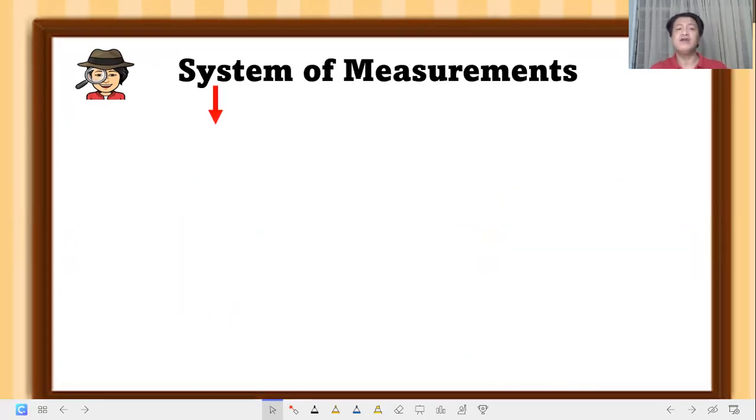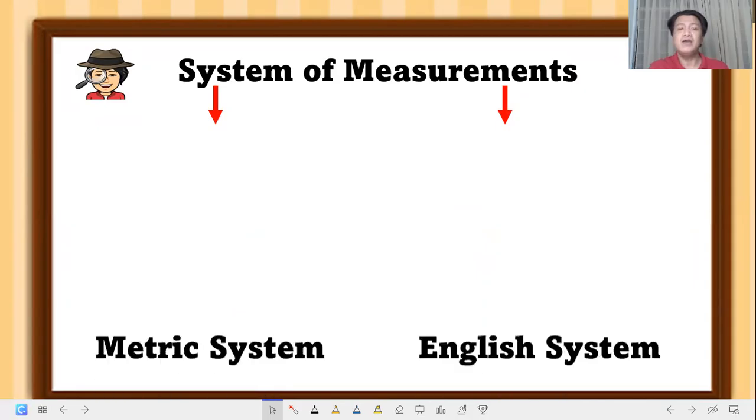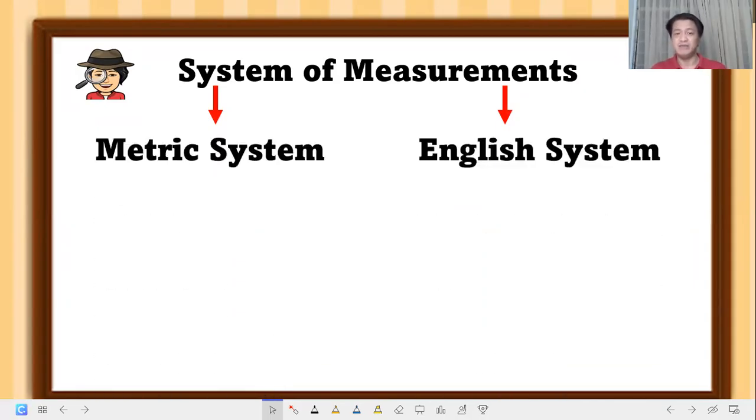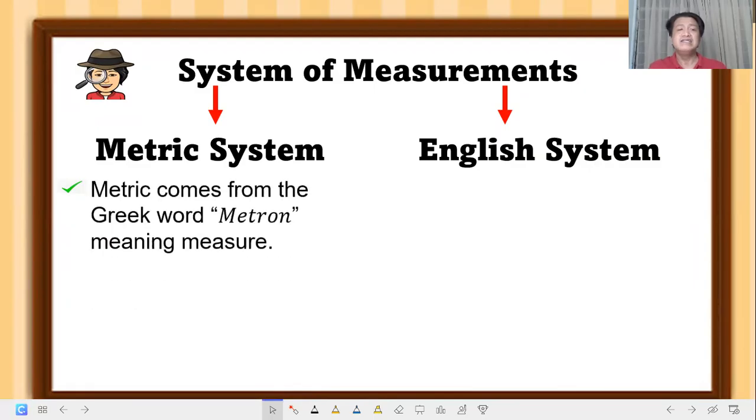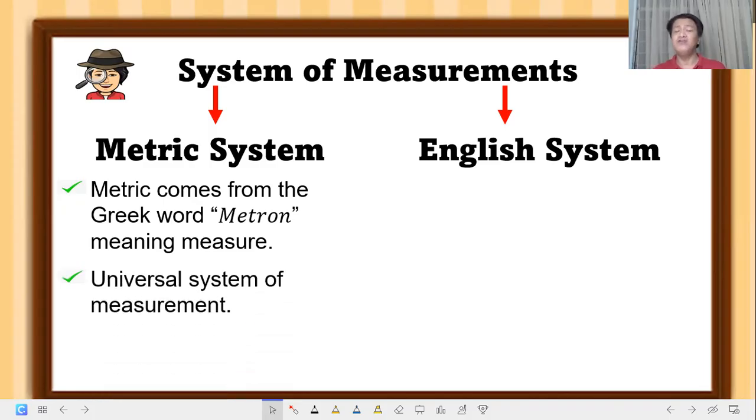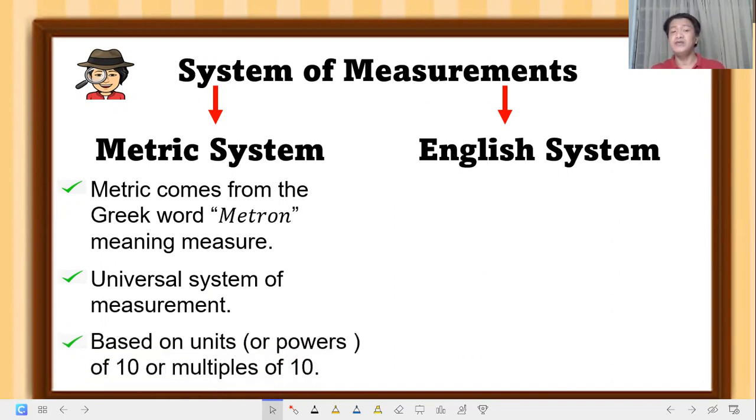Wherein we are going to define first, so ano yung pagkakaiba ngayon ng metric system at English system? Okay, when we say metric system, this simply comes from the Greek word metron, meaning measure, and aside from that, it is also the universal system of measurement. Remember, kaya siya naging universal kasi napaka-accurate po niyan. Just simply, i-move lang natin yung decimal. Kaya nga meron tayong based on units or powers of 10 or multiples of 10. Kaya nga 'di ba, either mag-move ka going to left or right or mag-multiply or divide. Yun yung pagiging accurate ng metric system na to.